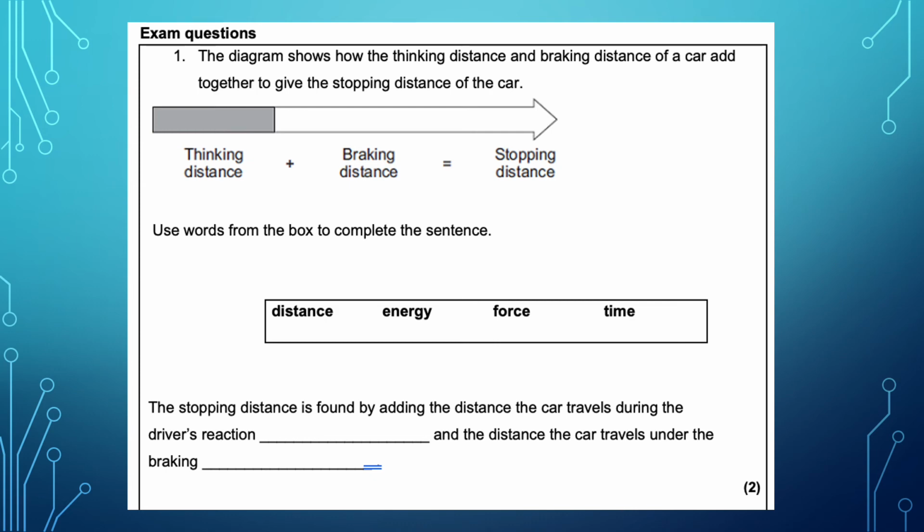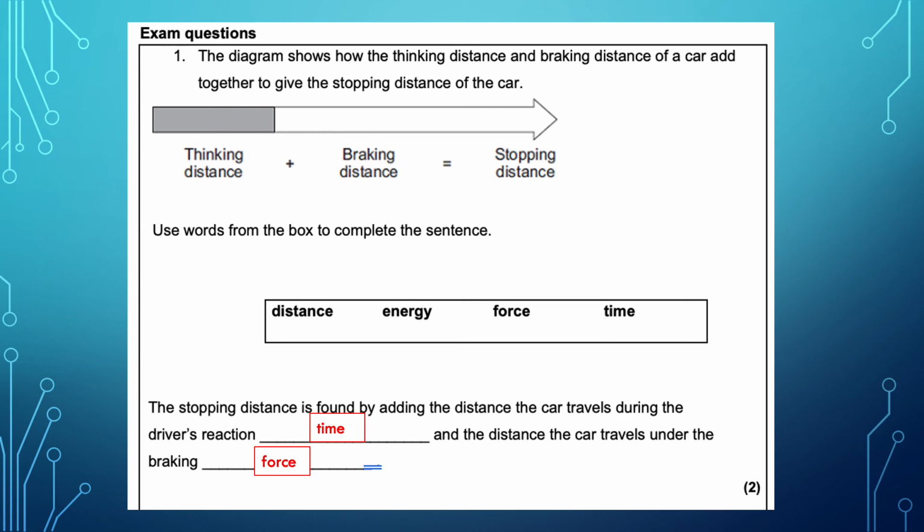So you have distance, energy, force, and time. So the sentence starts off by saying the stopping distance is found by adding the distance the car travels during the driver's reaction time and the distance the car travels under the braking force, right? So in this point, you had to just basically understand, well, what is thinking distance and what is braking distance? You had to know the definitions of the two because that's what the sentence was trying to explain. So 1 point for each correct answer there, 1 point for time and 1 point for force, for a total of 2 on that part.